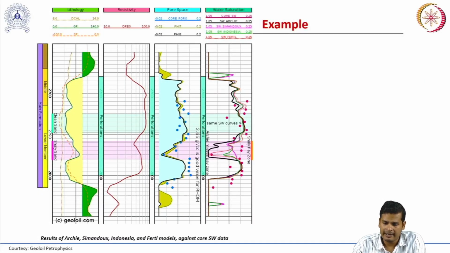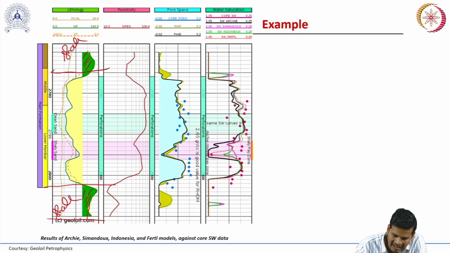Now, let us take an example of water saturation calculation in shaly sand. If you see in this log, the green shading curve in the gamma ray log defines our pure shale section because the gamma ray value is maximum.